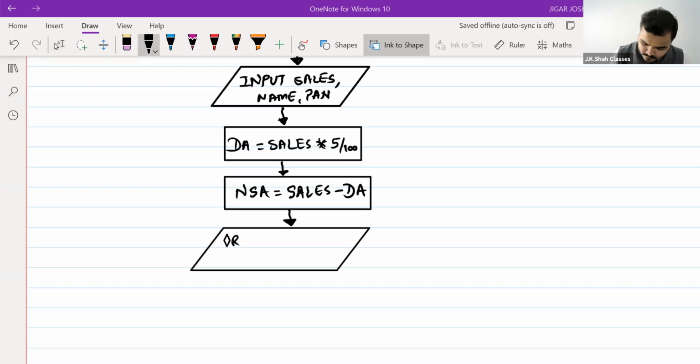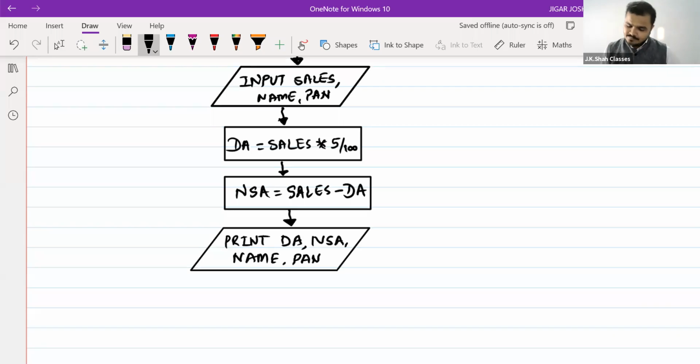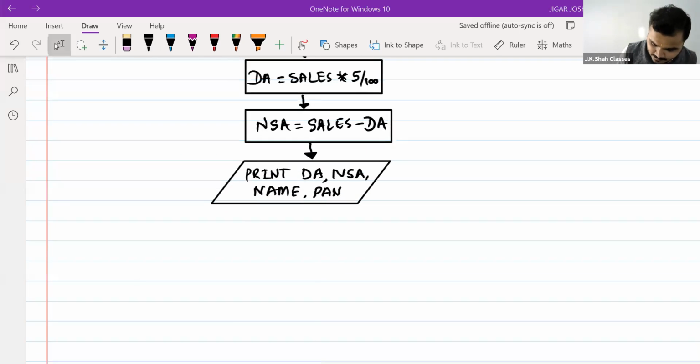Print. In print, I want discount amount. Yes, sir. Net sales amount. Yes, sir. Name also. Yes, sir. Permanent account number also. Yes, sir. Understood till here? Yes, sir. Any doubt, any queries, any confusion to anyone? No, sir. After print, what would be our last activity?